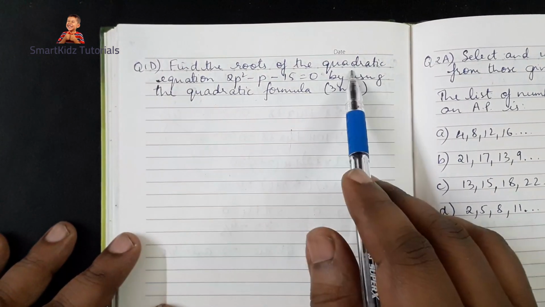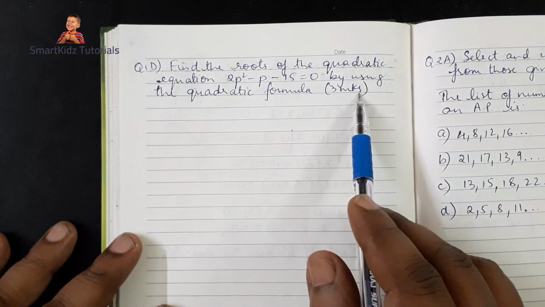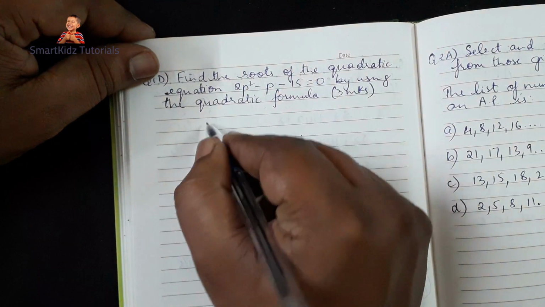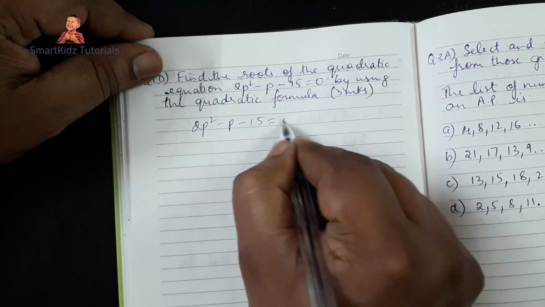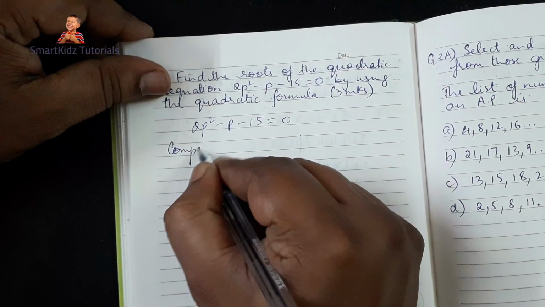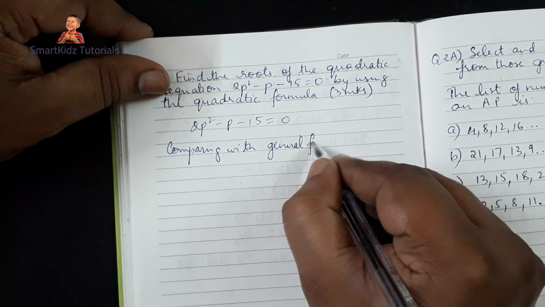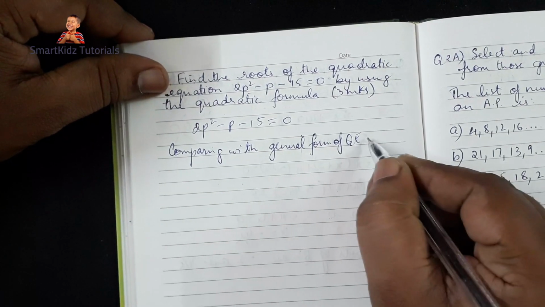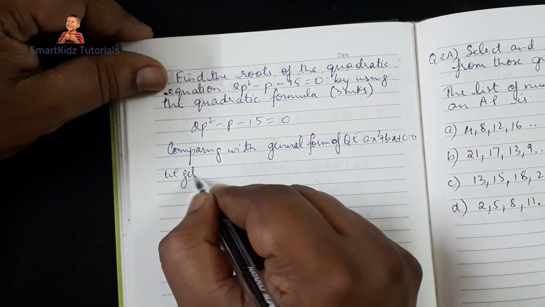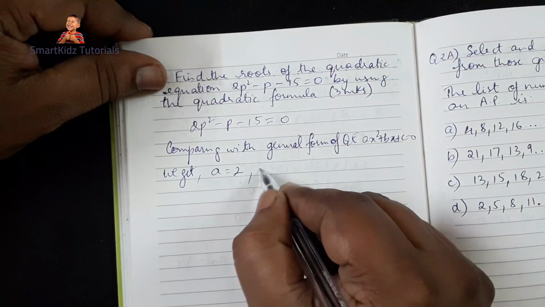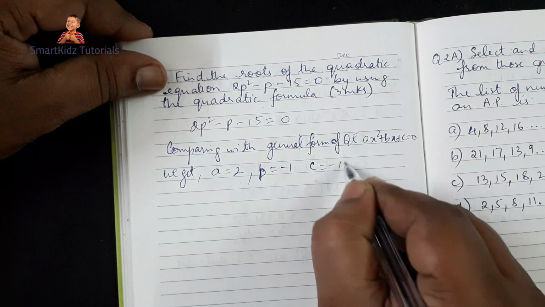Question 1d. Find the roots of the quadratic equation 2p square minus p minus 15 equal to 0 by using the quadratic formula. 3 marks. So I'll write down the given quadratic equation first. 2p square minus p minus 15 equal to 0. Then we say comparing with general form of quadratic equation ax square plus bx plus c equal to 0, we get a equal to 2, b equal to minus 1 and c equal to minus 15.